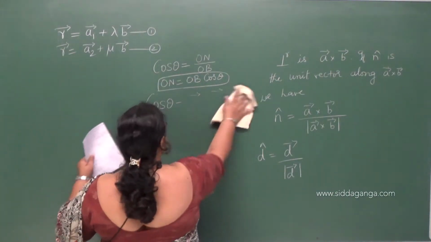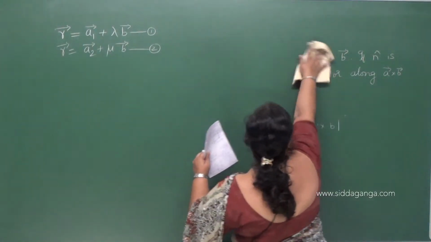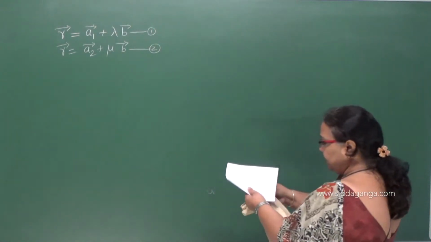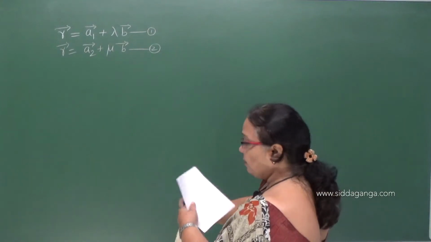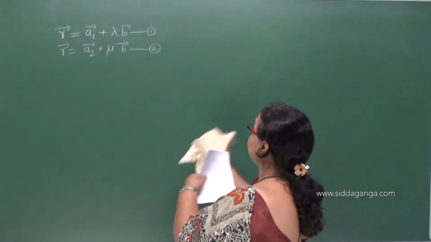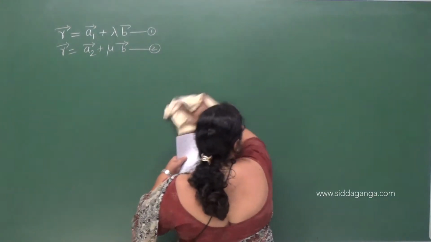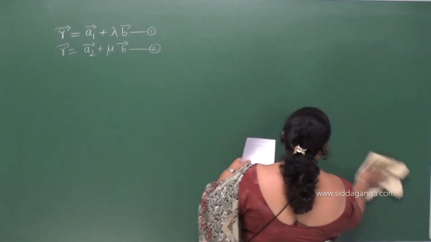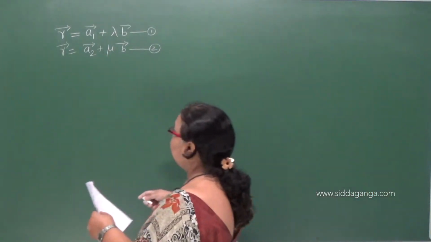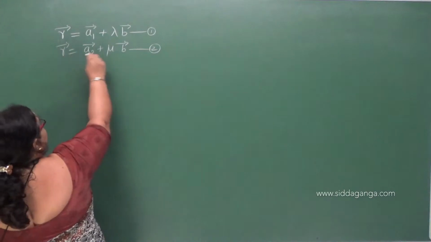So let us revise once again. These are the concepts we are going to use in the derivation of the distance between the two skew lines. It has not been asked in exams so far, but there is a chance it may be asked. You take the two lines L1 and L2.